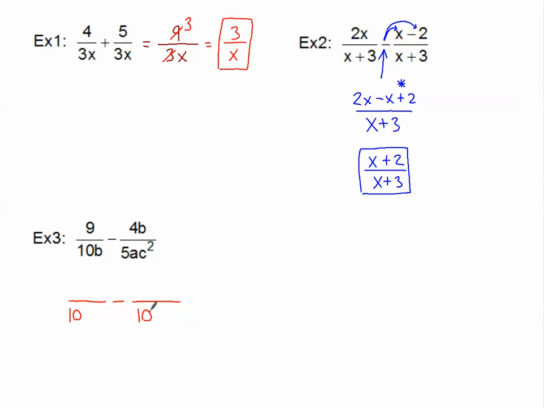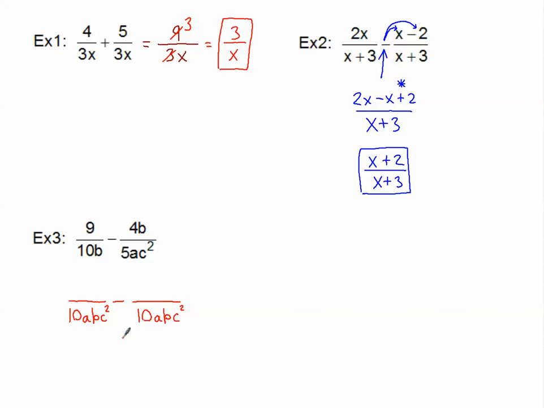Let's see what other factors we have, and I'm going to go in alphabetical order. I see an a, so that means both denominators are going to have an a. I see a b, that means that both denominators are going to have a b. I see a c squared, that means that both denominators need to have a c squared. I don't believe I have anything other than that. There we go. 10ab c squared will be our common denominator.